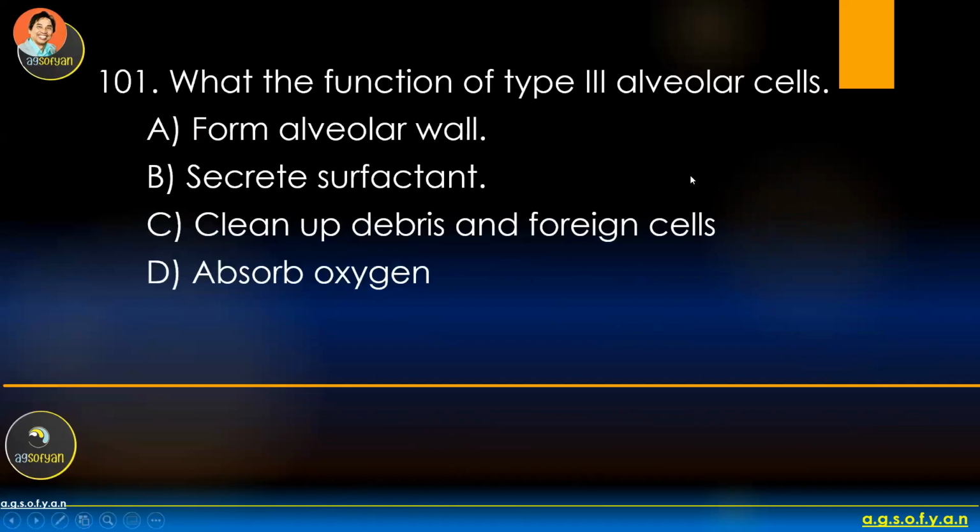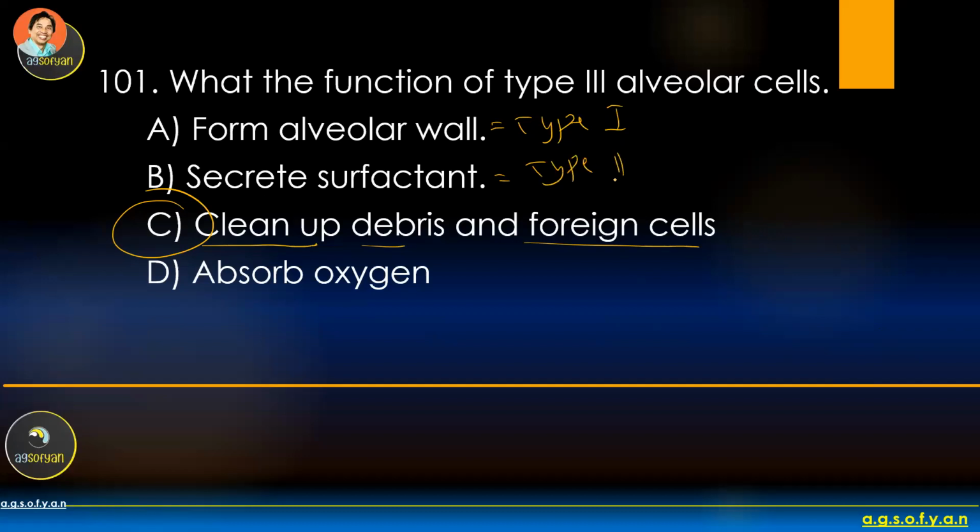What is the function of type 3 alveolar cell? We already mentioned that in the previous explanation. It is the one that cleans up debris and foreign cells. This one is type 1 cell, this one is type 2 alveolar cell, and this is the type 3 alveolar cell.